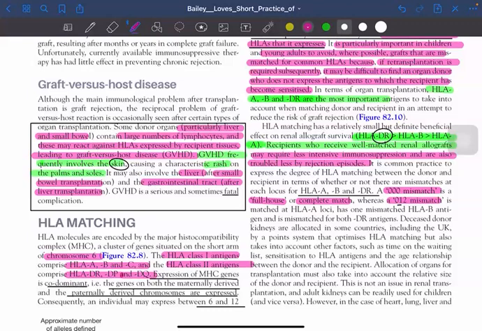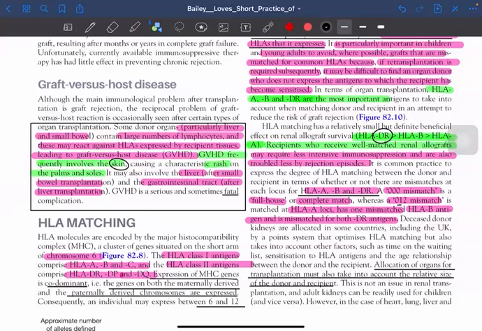Sorry, it is A, B, and DR, in this sequence. HLA A has a complete match, HLA B has one mismatch, and HLA DR has both the alleles mismatched.